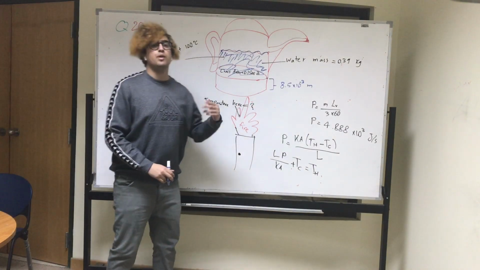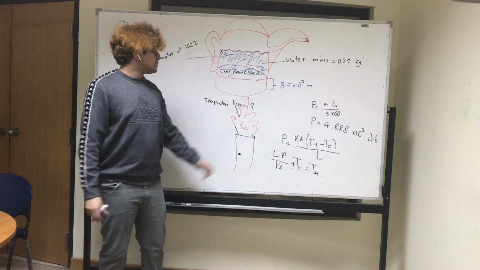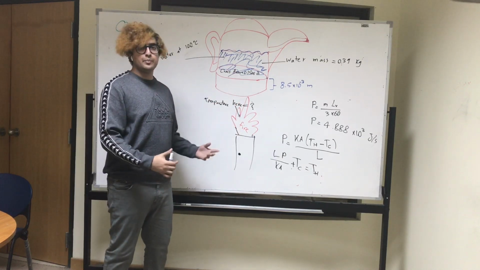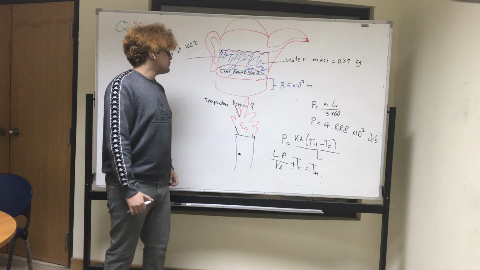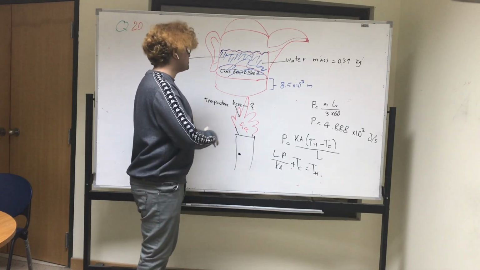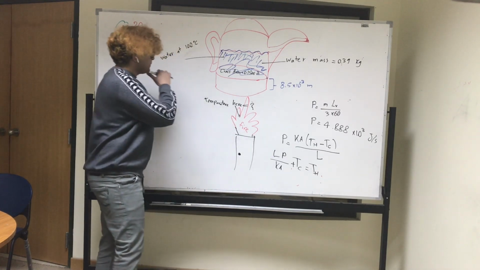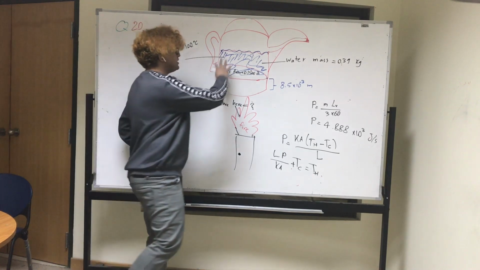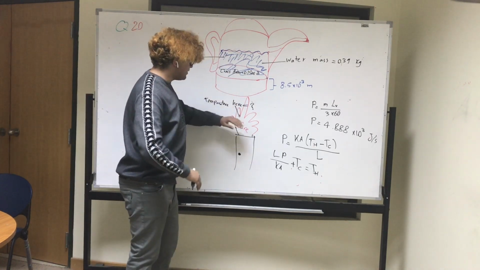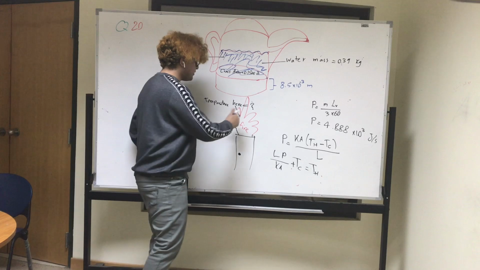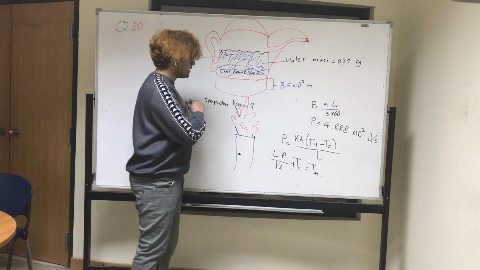Alright guys, our last problem, problem number 20, is a pretty fun problem about tea. For tea lovers, you're going to enjoy this problem. We have a pot of tea, and we have some sort of fire here, and we're trying to figure out the temperature of the fire.